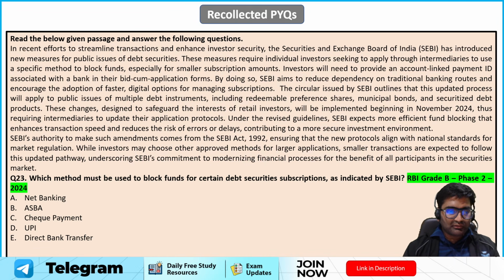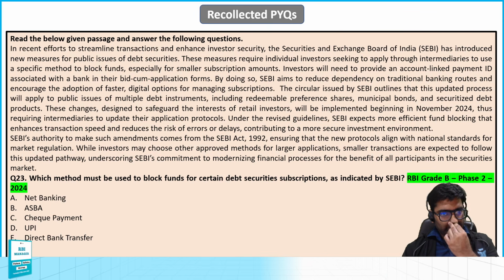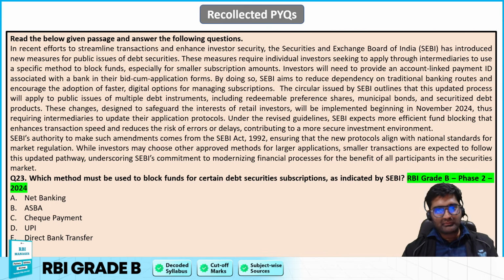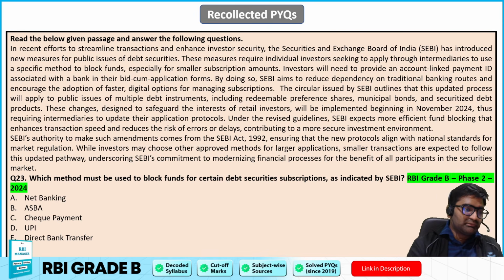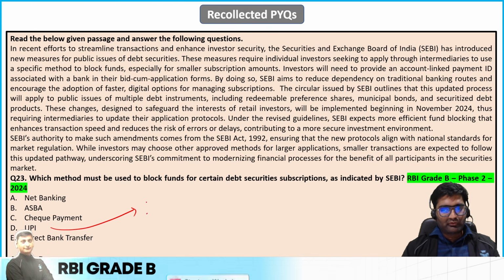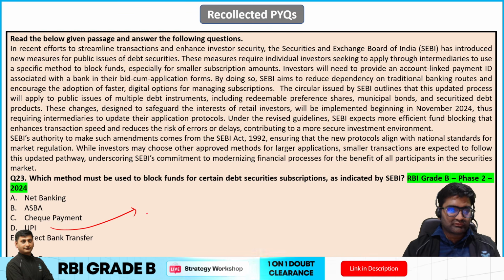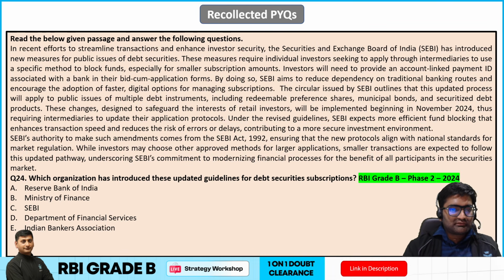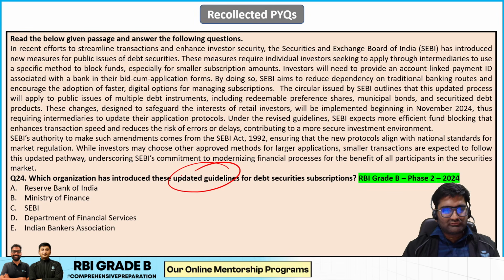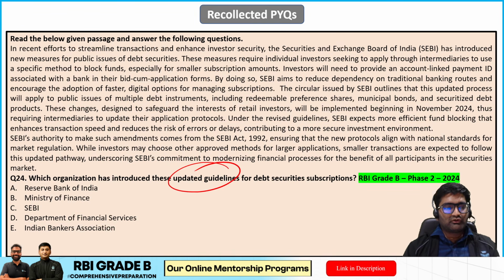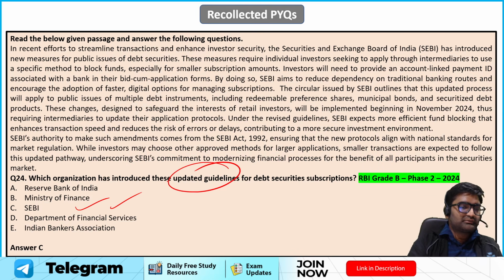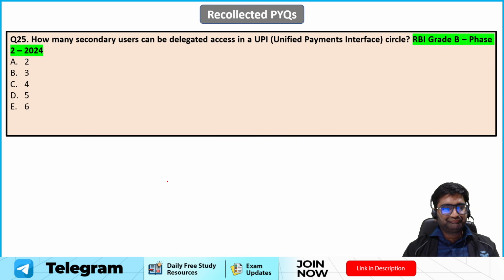Now, which method must be used to block the funds for certain debt security subscriptions as indicated by SEBI? Okay, so what is this method? Actually, it is through the UPI. Okay, the funds will be blocked, right? So, this was a question of RBI Grade B Phase 2 2024. Now, which organization has introduced these updated guidelines? So, as you can see from the question, who do you think has introduced these guidelines? Yes, SEBI is absolutely the right answer, isn't it?